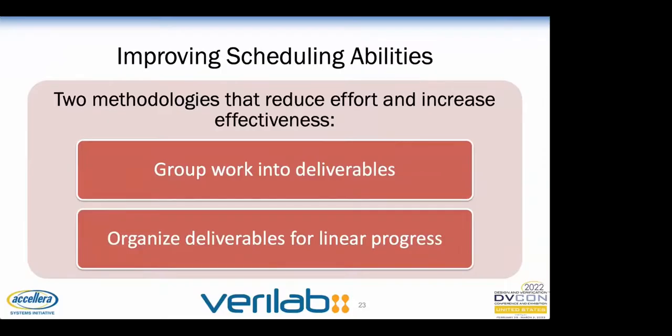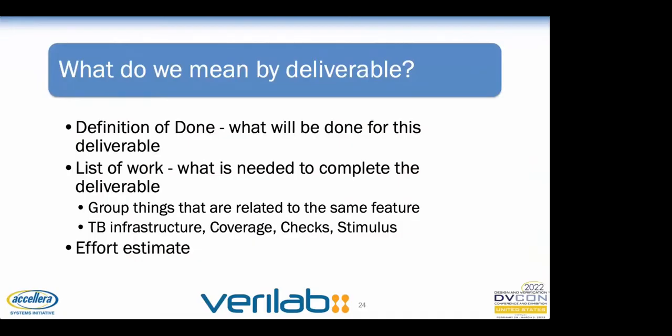We found it is much more effective to divide the features we're going to verify into groups of related tasks and features, which we're going to call deliverables. And then we can work through the process of estimating and scheduling those deliverables so that we can provide a linear progress. For today's discussion, we're going to use the term deliverable to mean a bundle of work that the verification team will deliver to the project team. These are sometimes referred to as internal process deliverables or milestones or phases.